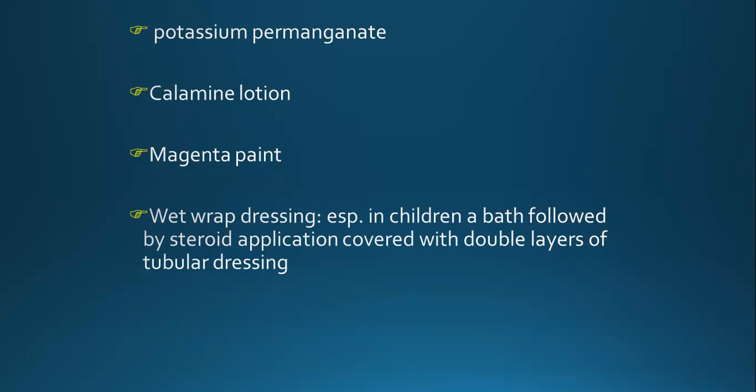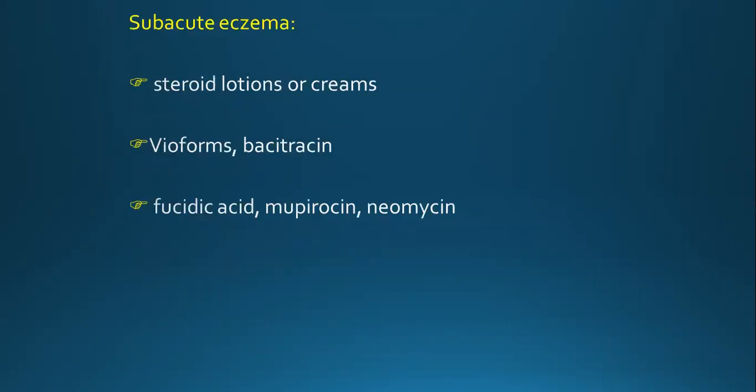Potassium permanganate, commonly called pinky. It dries up the lesions. Calamine lotion, another soothing agent. Magenta paint. Wet wrap dressing, that is bath followed by some steroid application, covered with dressing. Subacute eczema, intermediate type: steroid lotions or creams, depending on the manifestations.